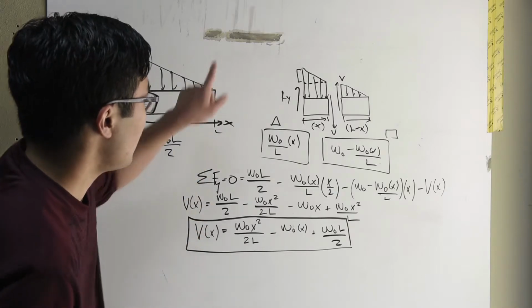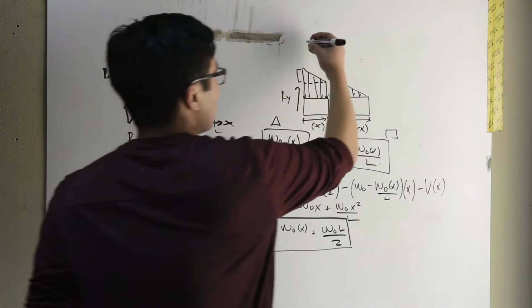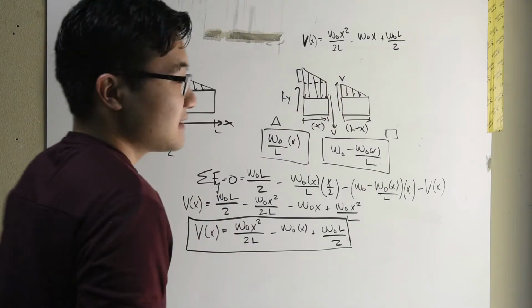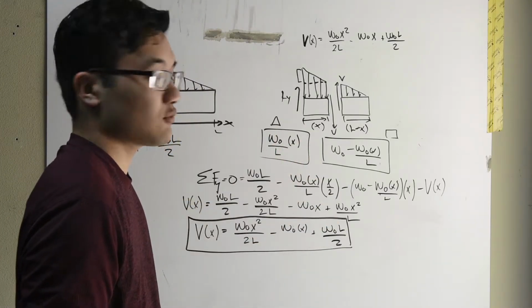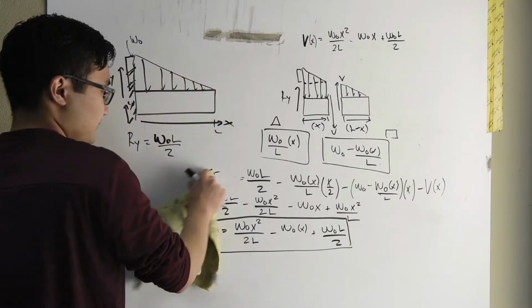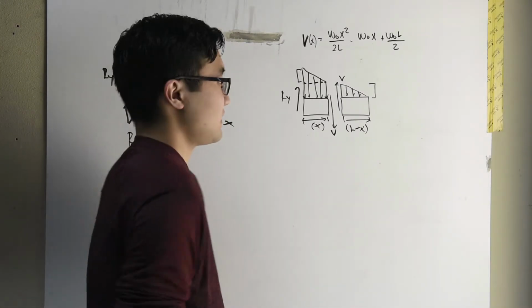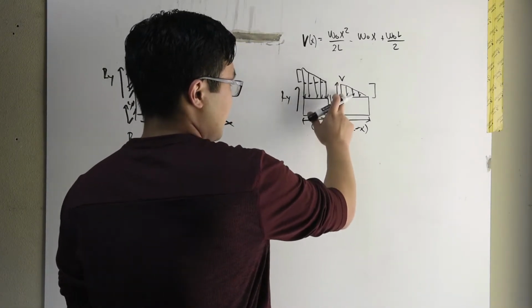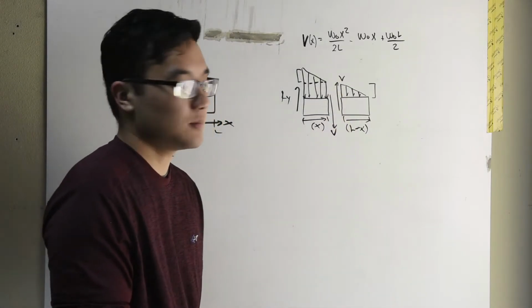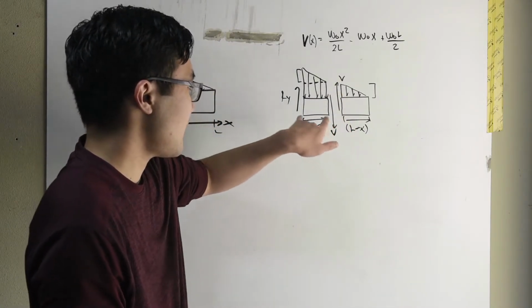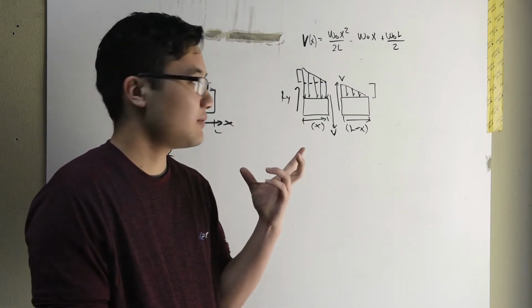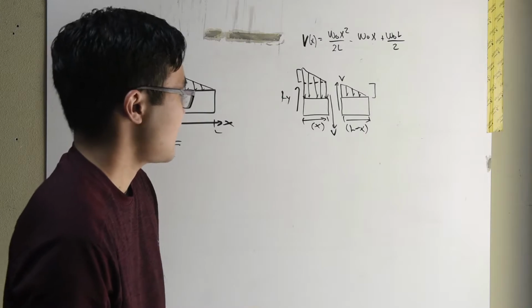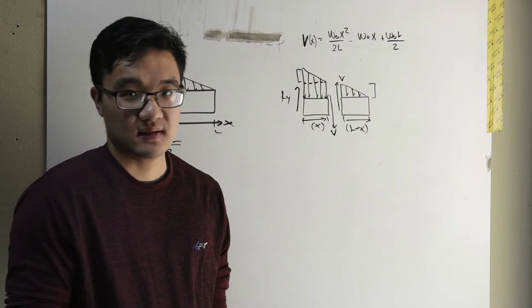So let's put this equation up over here, and let's go ahead and solve it from right to left. It'll be a lot easier. The only thing we really need to figure out here is what exactly the height of the triangle is. Now we know that at x equals 0, that height has to be W naught, and at x equals L, that height has to be 0.